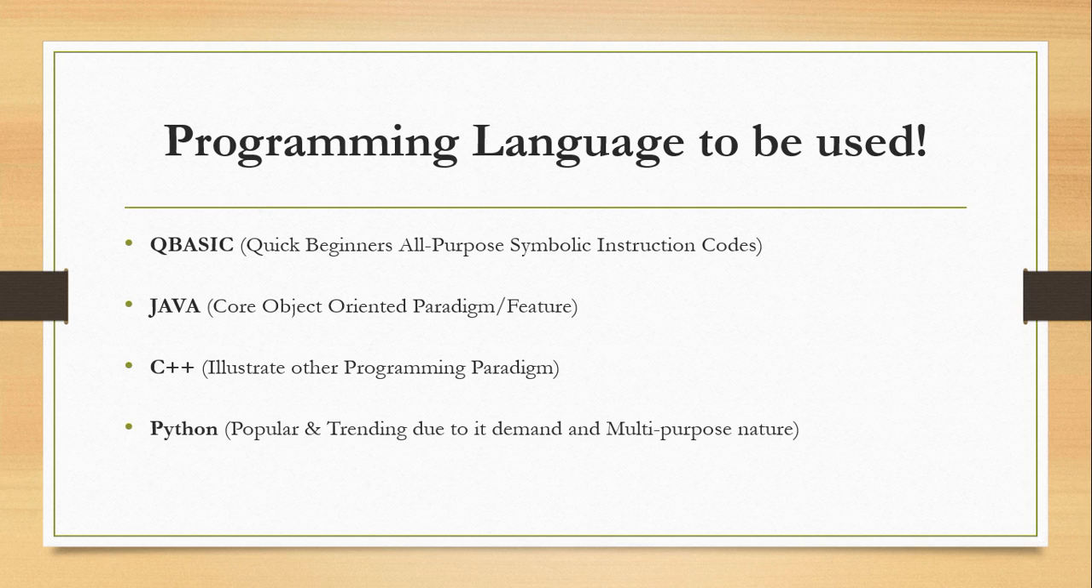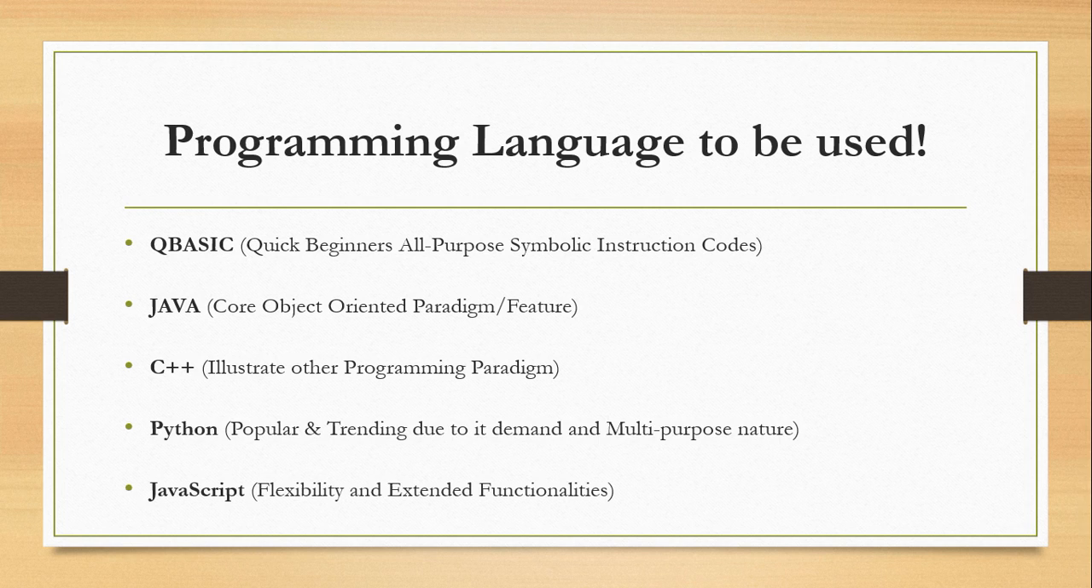Then we're also going to use Python, because Python is one of the most popular and trending languages due to its demand, because it is highly demanded in the market today. So when we talk about languages that you can learn and use in the industry today, Python is one of the most popular, if not the most popular one. And it's popular because of its multi-purpose nature. You can use Python for different purposes, not just for web, not just for desktop, not just for mobile. You can use it even for AI and machine learning and a lot of other features that come with Python.